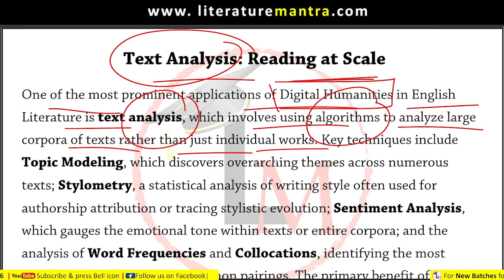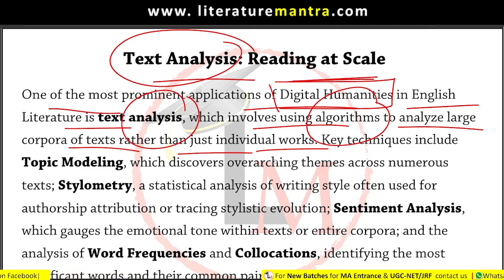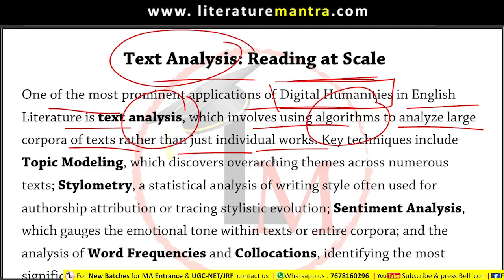For instance, instead of analyzing only Hamlet by Shakespeare, why not analyze all the tragedies of Shakespeare? Now, all the tragedies of Shakespeare can be somewhat overwhelming or time consuming if we use a traditional approach to read each and every line and then analyze. So instead of that, why not use some computational techniques such as text analysis and analyze a large corpora of Shakespearean texts, in particular tragedies.